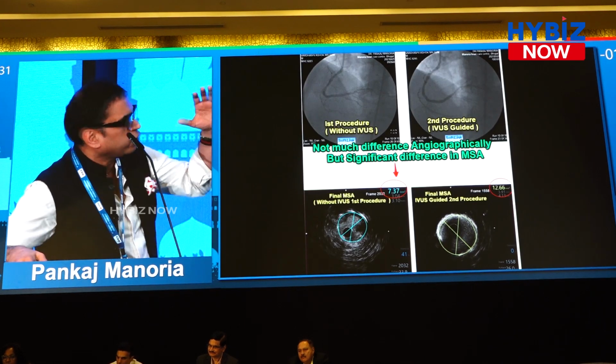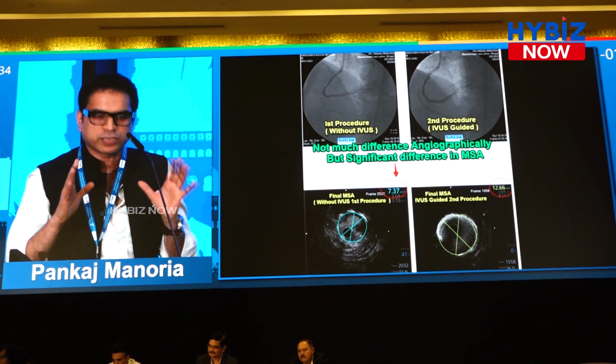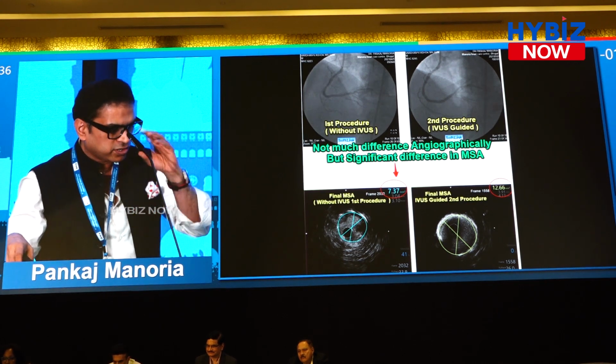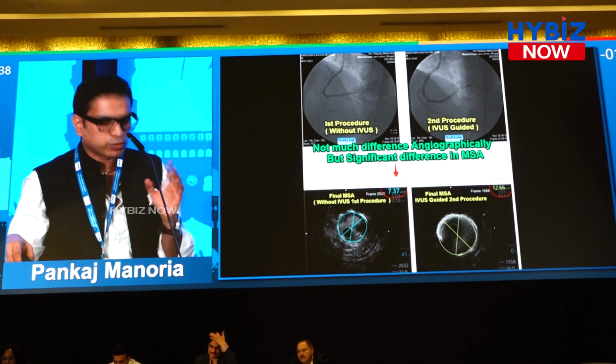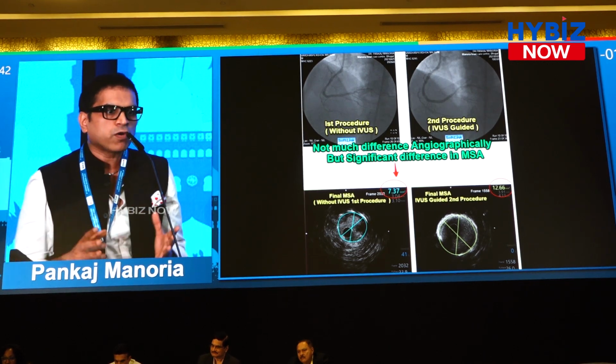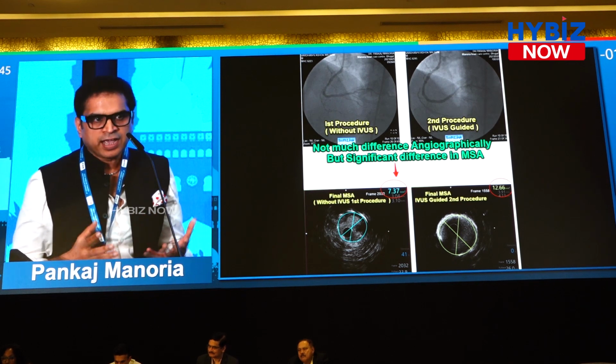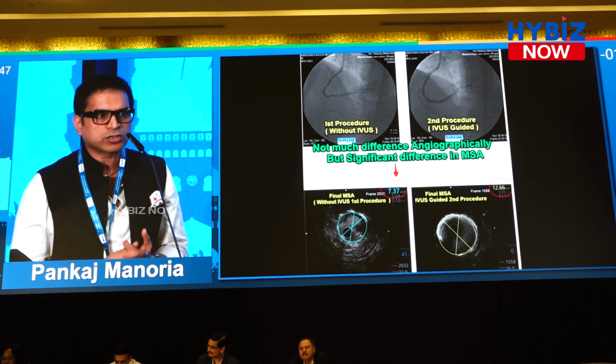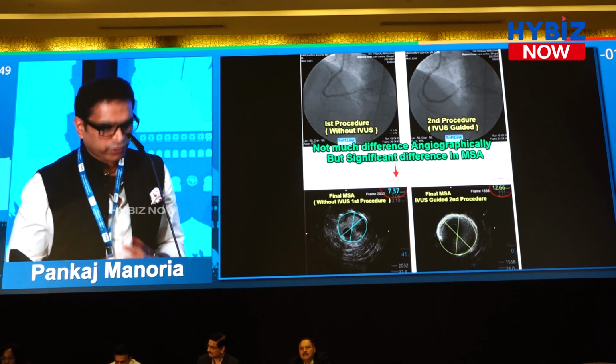Now you can see angiographically, both the pictures are looking almost the same. But if you see the IVUS, the MSA achieved in the first procedure was almost 7, and here it was almost double, almost 12.5. This is how IVUS can make such a huge difference, because ultimately what matters is not the angiographic image, but what MSA we have achieved.